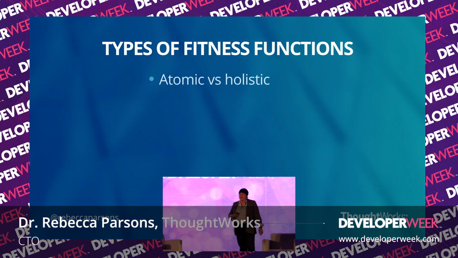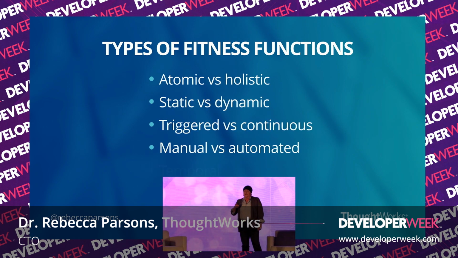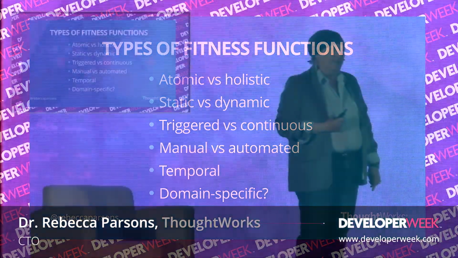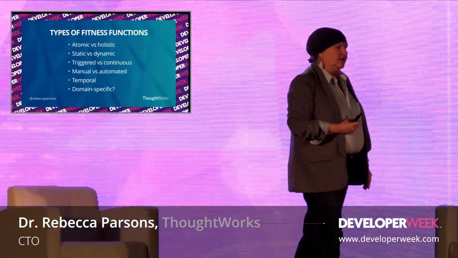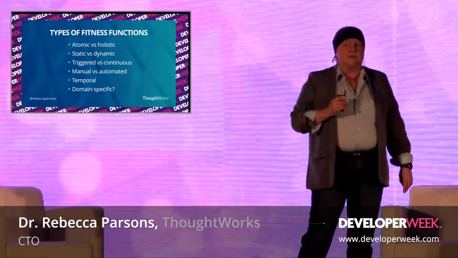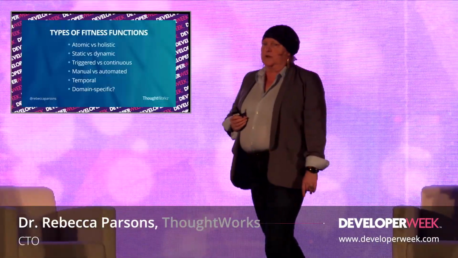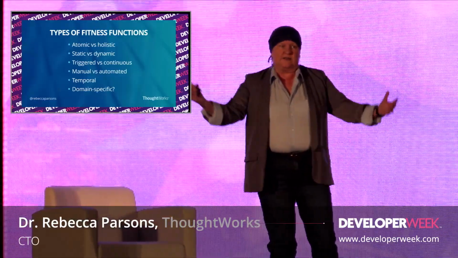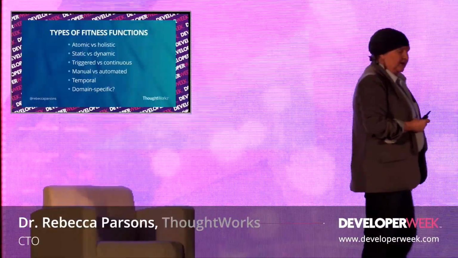Now, these fitness functions are not anything new. And there are different kinds of fitness functions. And I won't go through all of these, but I want to focus on two. The first is manual versus automated. It may be that some of these you don't want to automate. But to the extent that you can automate these, you radically shift what constitutes architectural governance, because you no longer have to do a code review to look at these things. So to the extent possible, you want to automate these.